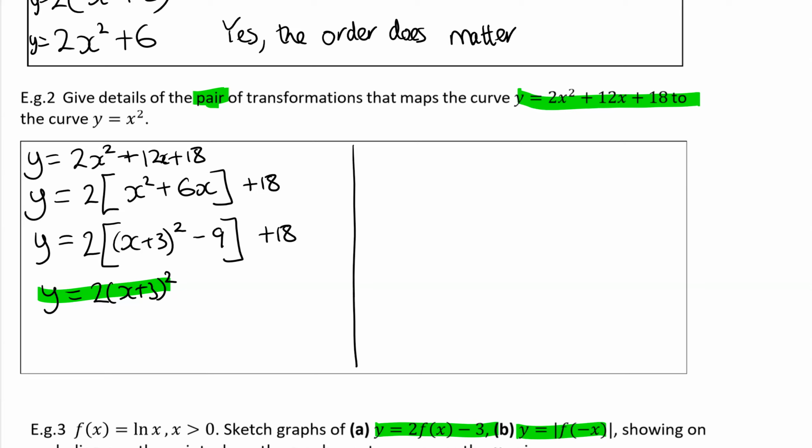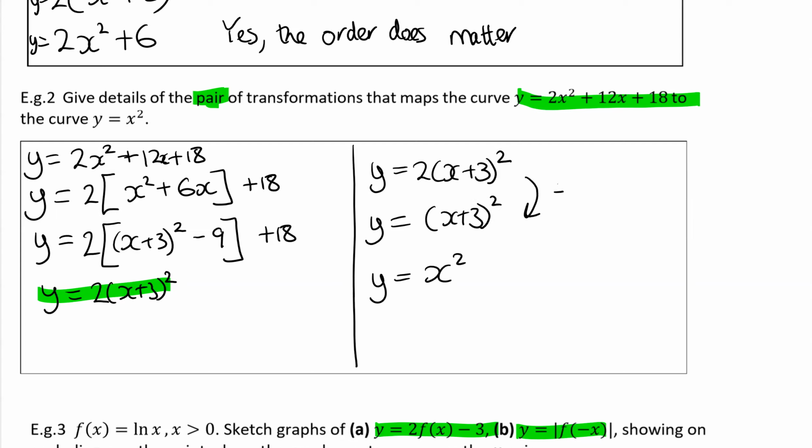So now what I've got to do is think about, well, how do I go from y equals 2(x plus 3) all squared? How do I then end up with it just being y equals x squared? Now the first thing I'd do is think about, well, if I've gone from 2 bracket (x plus 3) all squared, well, I'd simply just divide by 2 first, okay? So just divide by 2 first, and then that would just leave me with (x plus 3) all squared.